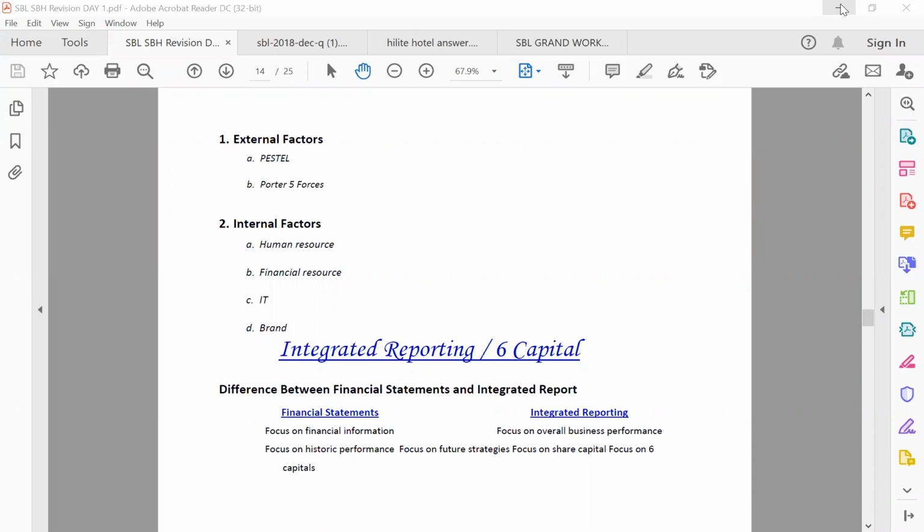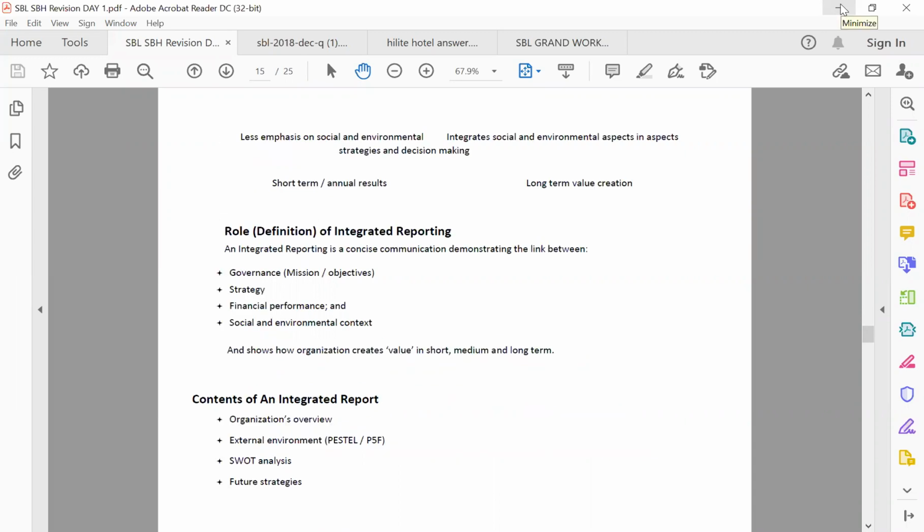Then, if I talk about the next part, the financial statement has less emphasis on the social and environmental strategies and decision making. The integrated reporting basically integrates social and environmental aspects in its report. The financial statement is short term, that is the annual report. However, the integrated reporting is long term, that is the value chain analysis. Integrated reporting is going through the value chain analysis.